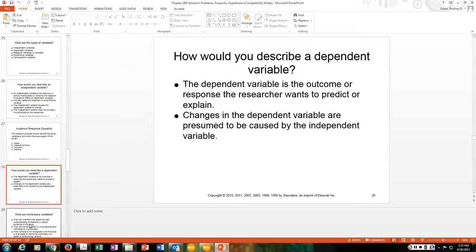Changes in the dependent variable are presumed to be caused by the independent variable. Your textbook gives the example of the quantitative study by Bindler and others. The independent variables in that study were height, weight, BMI, waist circumference, blood pressure, lipid values, C-reactive protein. These were measured and used to predict the dependent variable of insulin resistance. They are associated. All of these variables that I just stated are associated with insulin resistance.